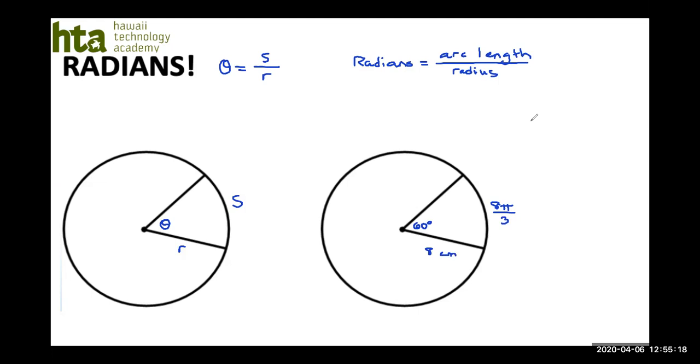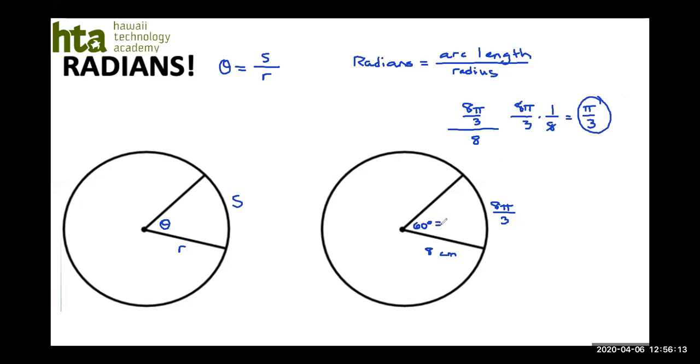I'm gonna do the arc length divided by the radius. So in order to do arc length divided by radius, we have to do 8 pi over 3 divided by the radius 8, okay? So dividing involving fractions means the exact same thing as multiplying the reciprocal. So that means 8 pi over 3 times 1 over 8. All right, and when we simplify that, the 8s can cancel out, and we get pi times 1 is pi over 3. So that is the radian form of 60 degrees.